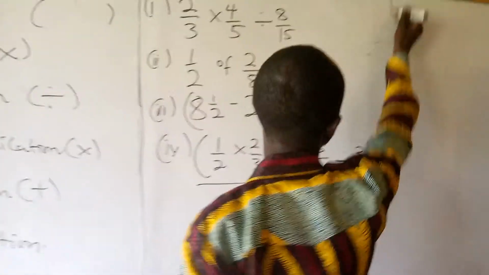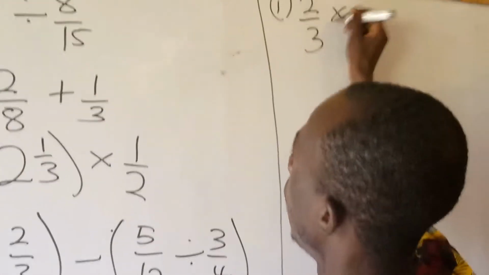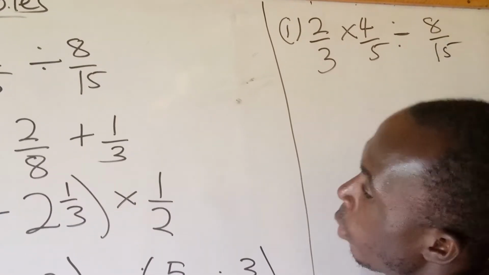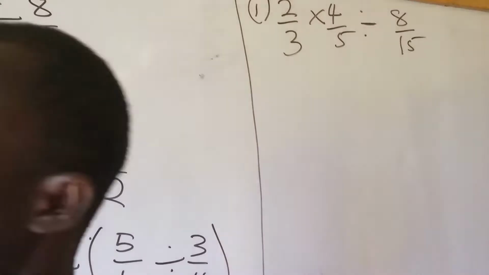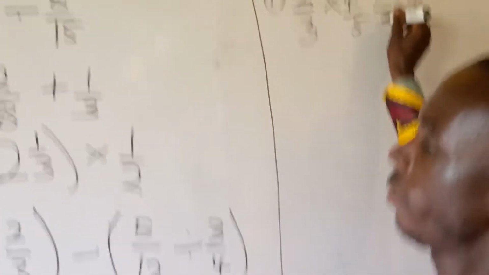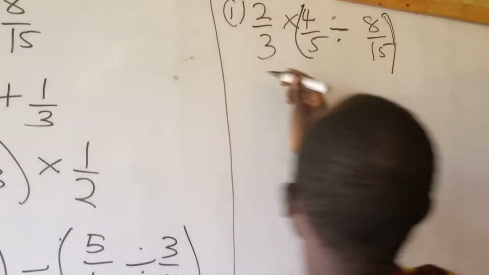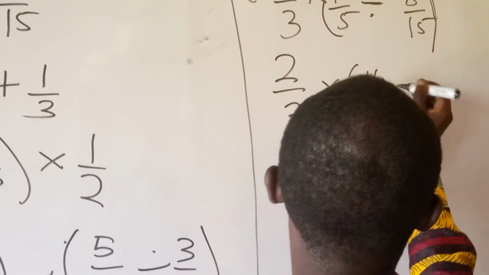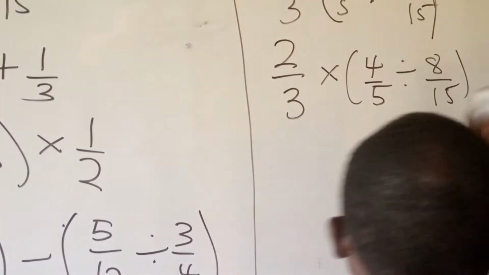So example 1, let's take the first example: 2 over 3 times 4 over 5 divided by 8 over 15. So we have BODMAS. What first? Division comes before multiplication. So we first solve for this division. So you group this one, 4 over 5 divided by 8 over 15, because this division is in between these two fractions.